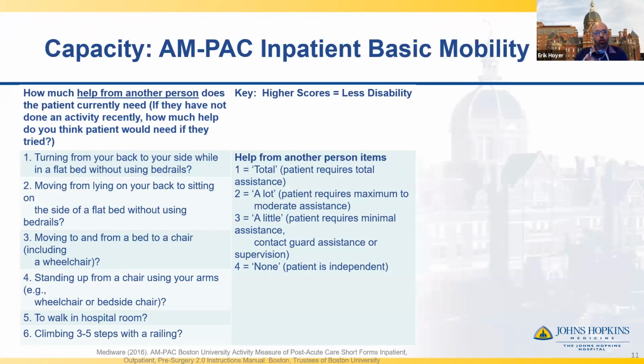So that's performance. Now, in terms of capacity, the tool, and many of you are probably very familiar with this, is the AMPAC tool. In brief, it asks how much help from another person the patient requires for 6 key tasks that are relevant for the hospital setting. Things like moving from lying on your back to sitting, standing up from a chair, walking in the hospital room. This can be done both by patient report and by clinician proxy.